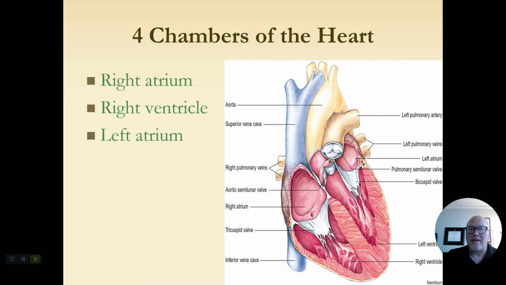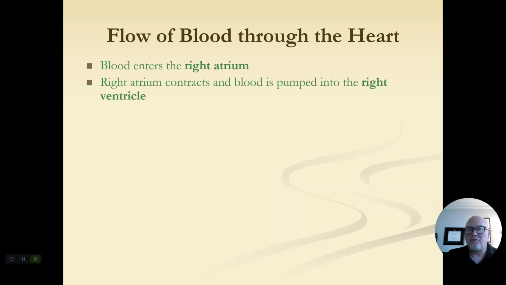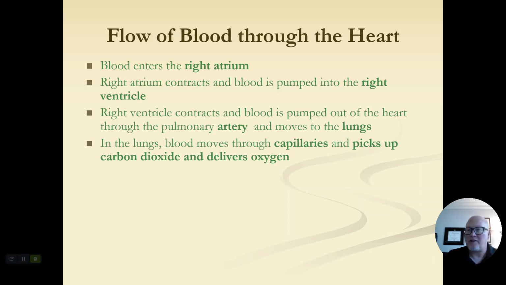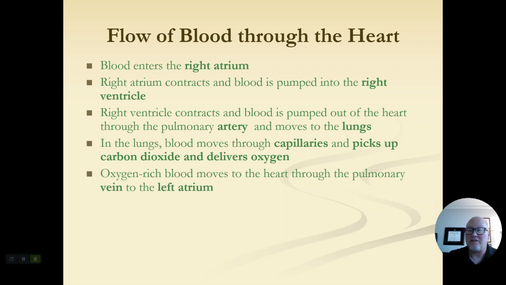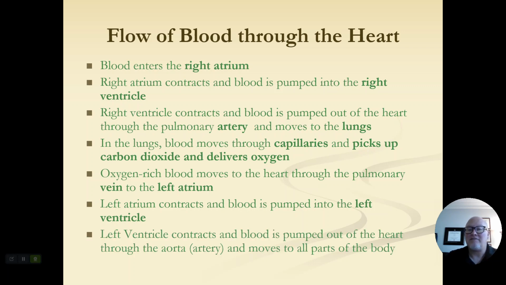So we have the right atrium, right ventricle, left atrium, left ventricle. Blood flows through the heart, enters the right atrium, and this is what I just explained to you. The right ventricle contracts, sending blood to the lungs. That's where in the lungs the blood flows through the capillaries, which are surrounding the alveoli. Remember what those are? Those little sacs in your lungs. This is where gas exchange takes place, and then it delivers the oxygenated blood back to the heart, where it enters the left atrium, then flows into the left ventricle, and then out of the left ventricle into the aorta and moves to all parts of the body.